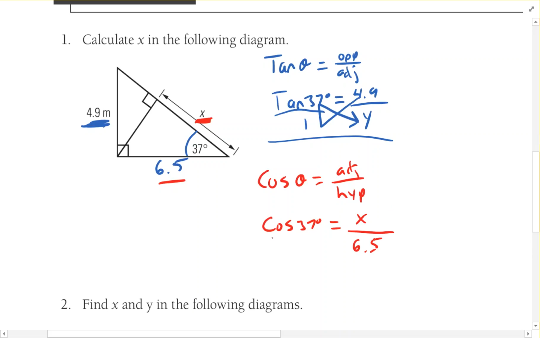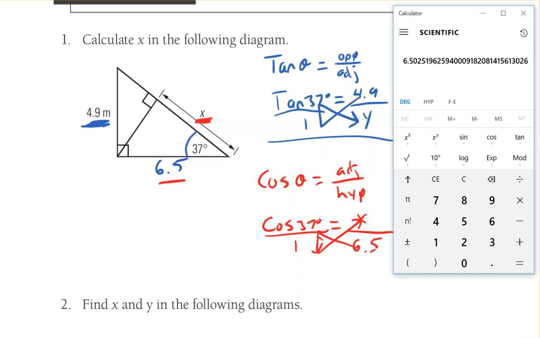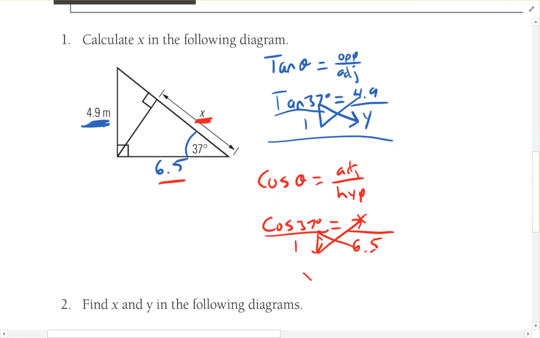Okay, and then if you wanted to, you put that over 1, and if I want to solve for x, it's just going to be 6.5 times cos 37 divided by 1 would give me x. So we'll go 6.5 times cos 37 equals 5 point, and probably round that to 5.2. Okay, so in the end we got x is equal to 5.2, and then circle your answer.